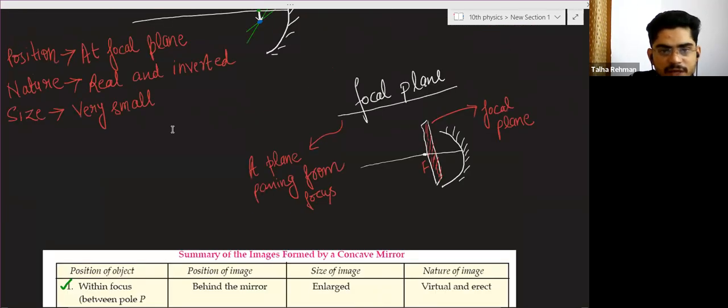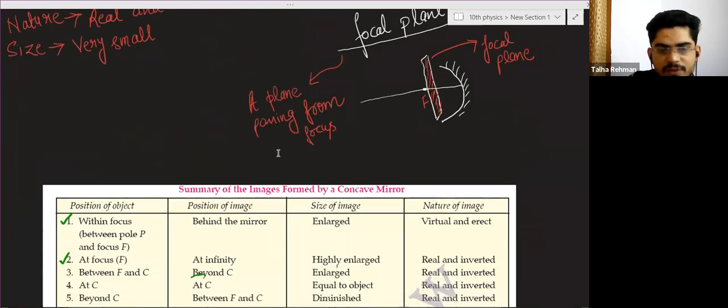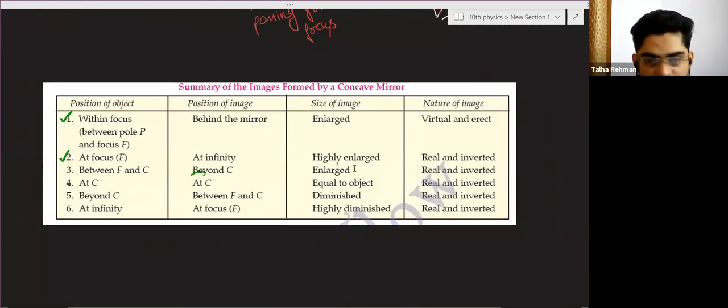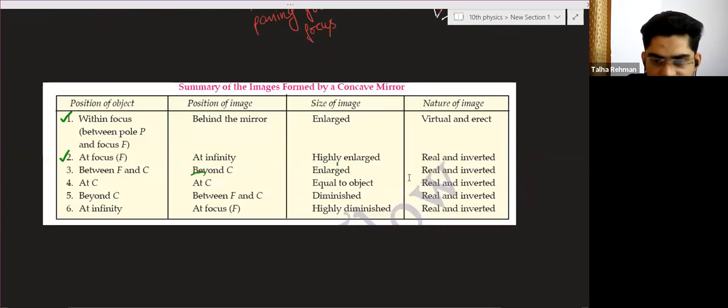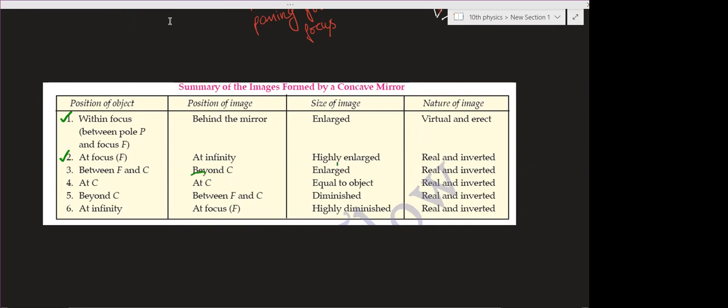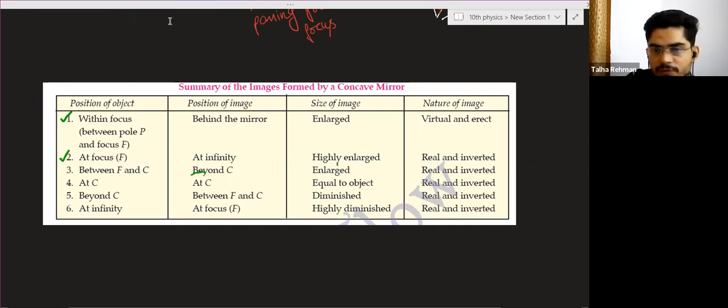When the object is at infinity, meaning rays are coming from infinity, we get the image at the focus. This is the focal plane I have told you about. So we get the image at focus, and in this case also the image is real and inverted. The only case when the image is virtual and erect is when we place the object within the focus, or between the pole and focus, in front of the concave mirror. So this is all about the story of concave mirror image formation.